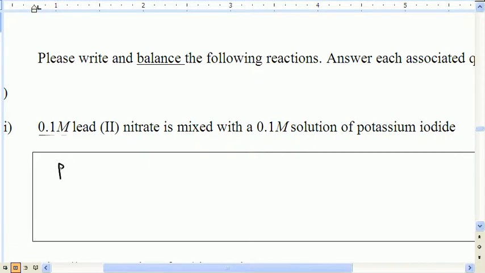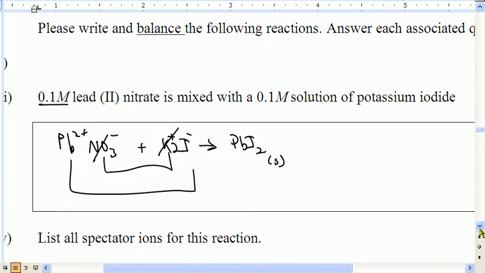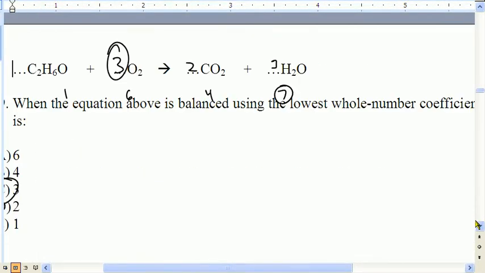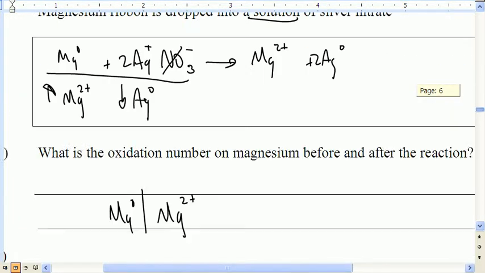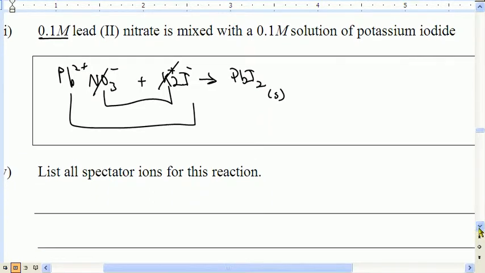Means it's in water. Pb2 plus, NO3 minus plus K plus, I minus. All we got is ions. Alkali nitrates are going to cancel. There's our solid precipitate. We'll put a 2 there. Spectators are the alkali nitrate.